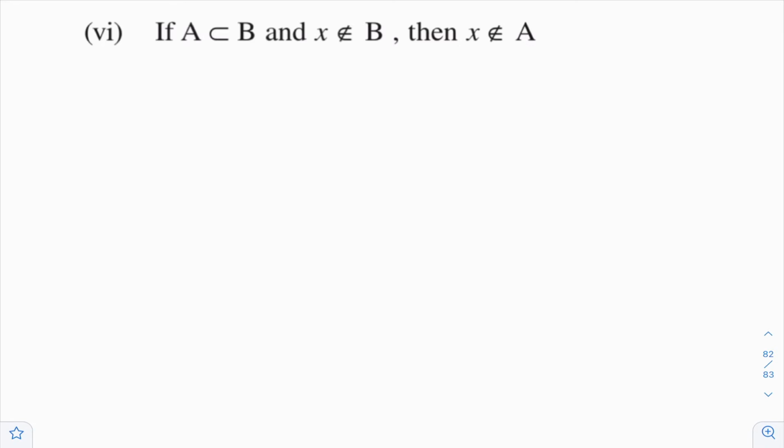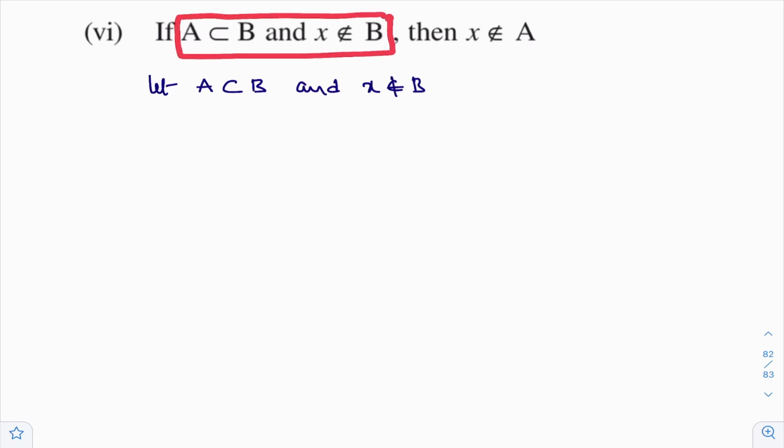To prove this, what I'll do first, let A be a subset of B and X does not belong to B. I am considering these two things. Now I need to prove that X does not belong to A also. How to prove this? Actually, this is a clear statement.